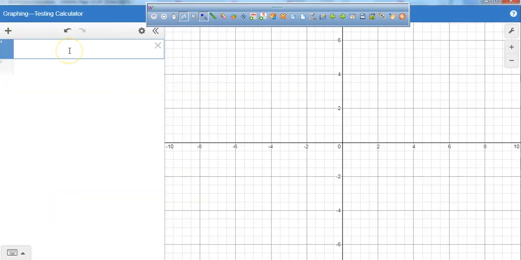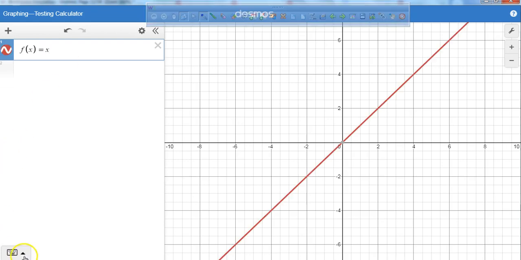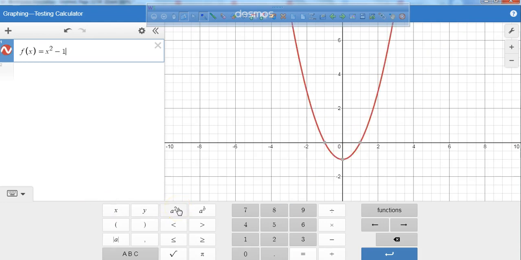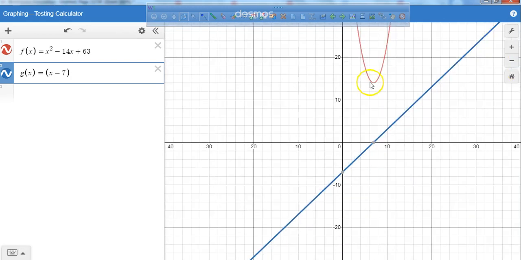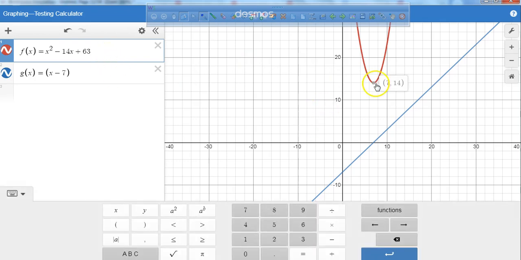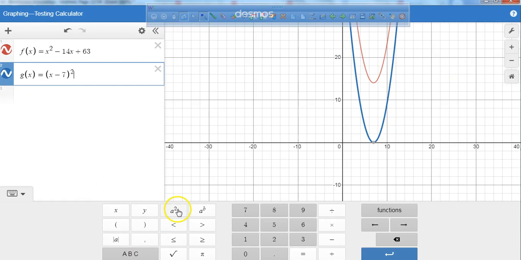and I am going to type in f of x equals x squared minus 14x plus 63. All right, and then over here, instead of f of x, I'm just going to put g of x, because we can't do two f of x's. And I'll put parentheses x minus 7. I'll zoom out so you can see it. There's the vertex. There's the 7, 14. Then I'll put squared, and I'll put plus 14.